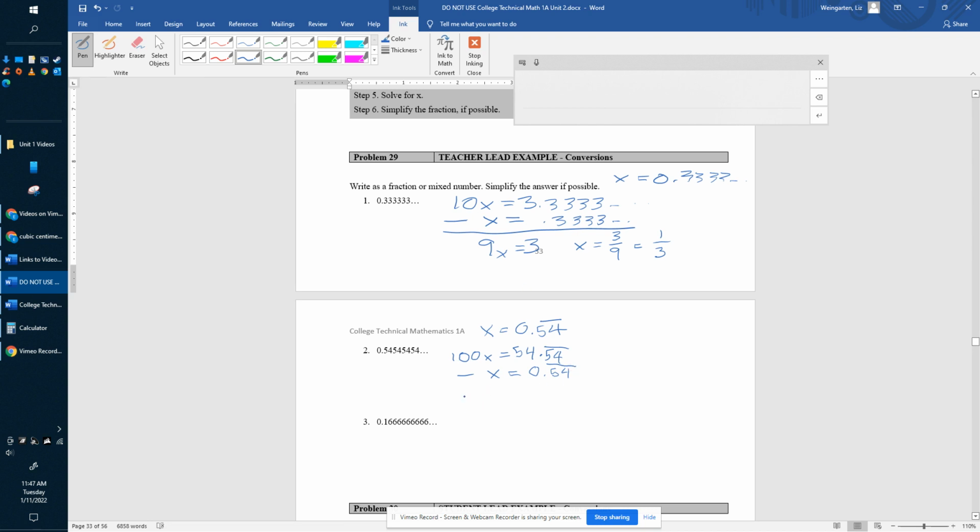And we get 100x minus x is 99x equals 54. Divide both sides by 99, and x equals 54 over 99. Both the numerator and denominator are divisible by 9. So we are going to take this and divide the numerator and denominator by 9, and we get 6/11.